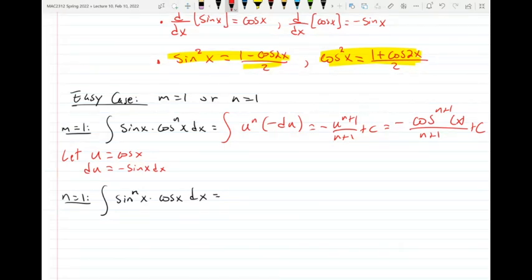So moral of the story, if you have only one sine and then cosine to whatever power, you can always make this little u-sub. And hopefully you see that the other case is similar, right? The same idea.